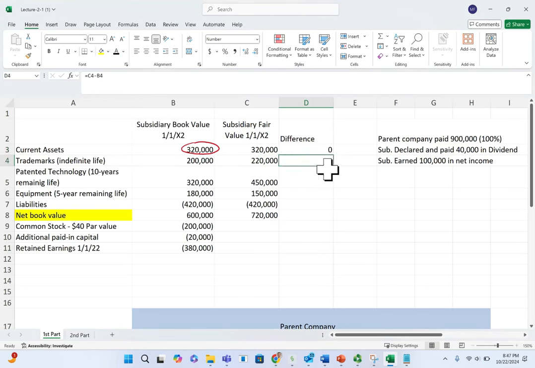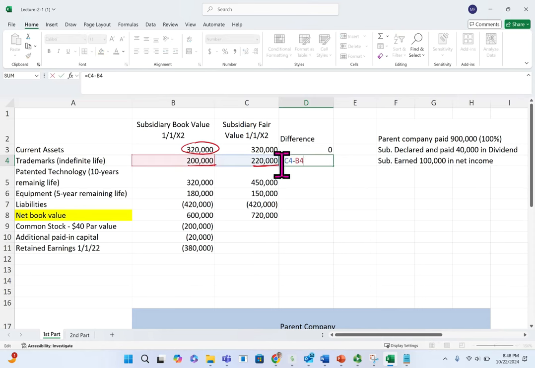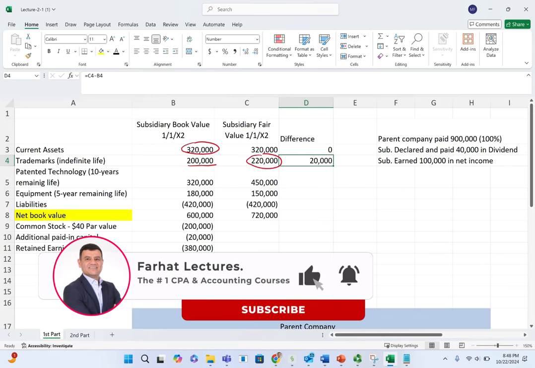Well, let's take a look at the trademark. The trademark is worth $200,000 on the books. The trademark fair value, if they want to sell it separately, is $220,000. There's an excess of fair value over book value of $20,000. Now we have to account for this separately. Why? Because when we buy the company, if we paid $220,000 for it, then we should record it at $220,000. Therefore, we have to add an additional $20,000 in assets.